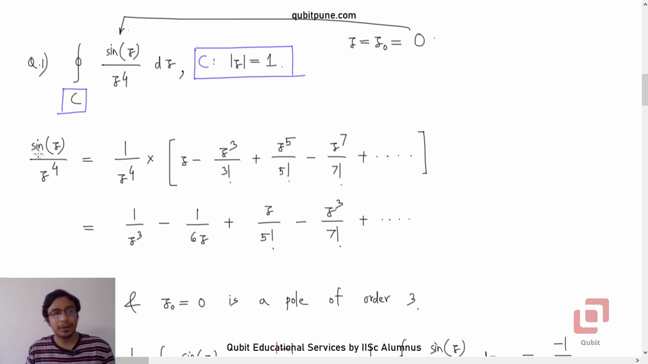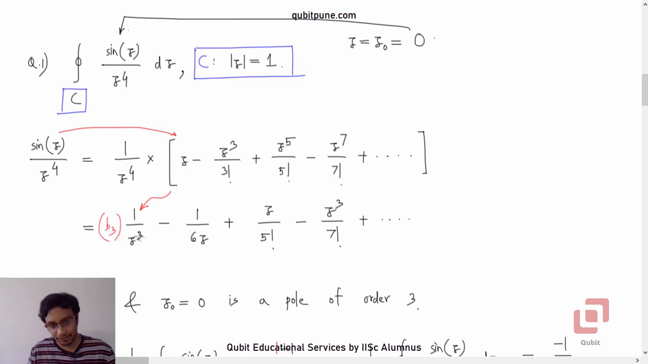Now we will use the Maclaurin's expansion of sin z first, which will be the bracket z minus z cubed upon 3 factorial plus z to the power 5 upon 5 factorial and so on, and we are now required to multiply this by 1 upon z to the power 4. Now this allows us to change these powers. So the first term is now going to be 1 upon z cube. Yes. So the coefficient of 1 upon z cube is 1, that is b3.